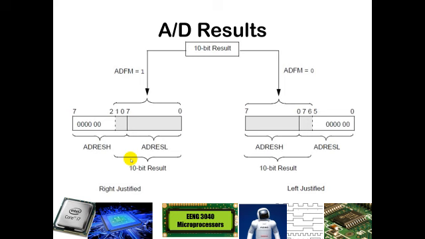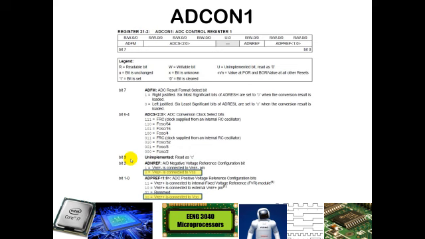If you choose to be left justified, the opposite is true. Those zeros get padded at the end of ADRESL, and your data, the most significant 8 bits, end up in ADRESH, and the least significant 2 bits end up as the most significant 2 bits of ADRESL. And this is all chosen by that ADFM, which is, as we mentioned here, in the ADCON1 register. That is our most significant bit in the ADCON1 register.